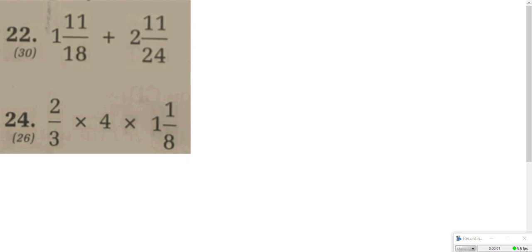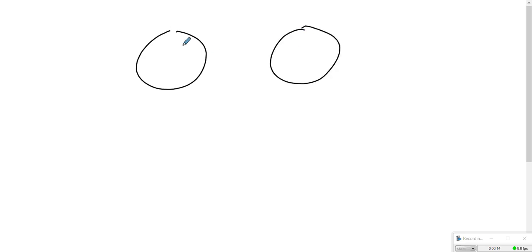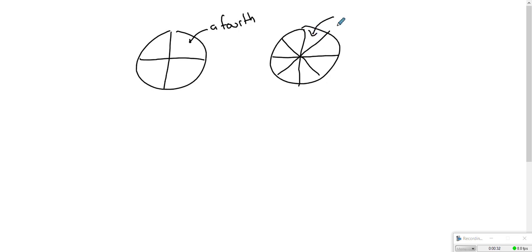Okay, so let's talk about how to add fractions versus how to multiply fractions. And as quickly as possible, let me go to a new page here. If I'm adding, let's say I've got two pies, and I cut this pie into four pieces. One of these pieces is called a fourth of a pie. If somebody else cut this pie up into 8 pieces, one of these pieces would be called an eighth.